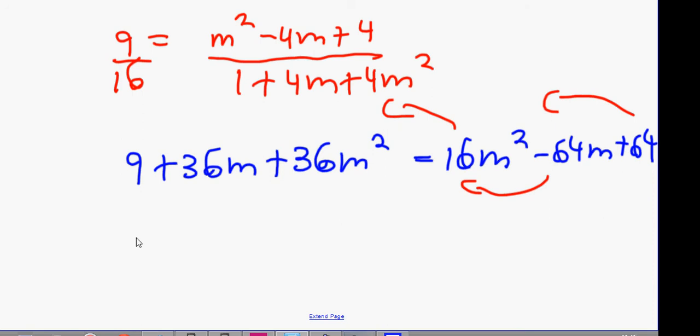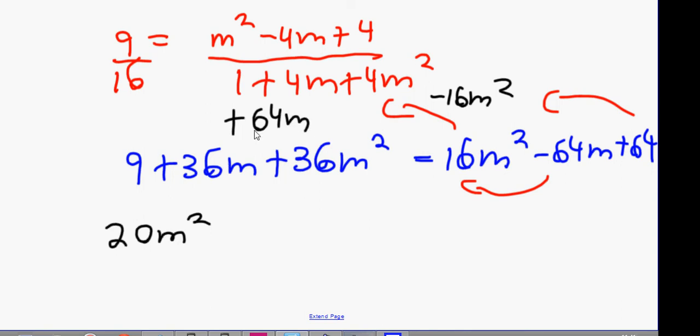Bring everything over to one side, and what we're going to get is 36m squared minus 16m squared is 20m squared. 64m goes to plus 64m, so 64m plus 36m, 100m. And finally, 9 minus 64, minus 55. That's a good number.